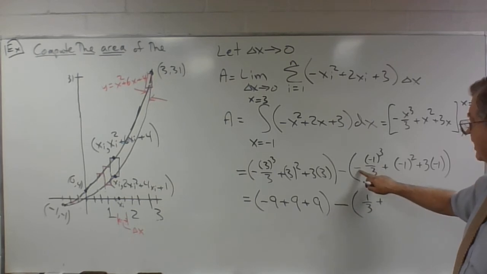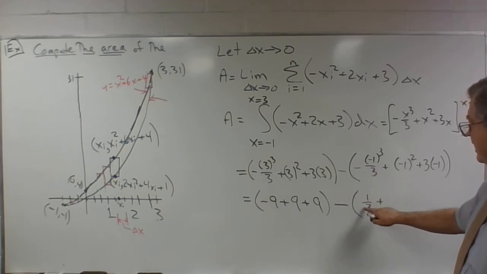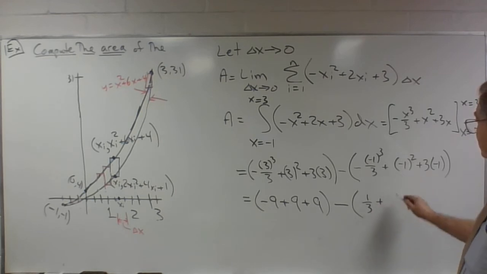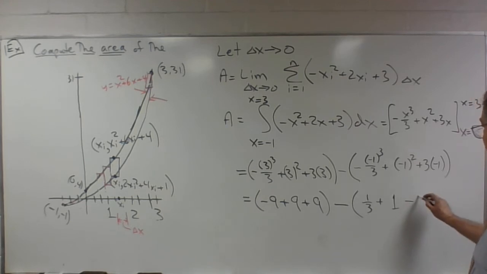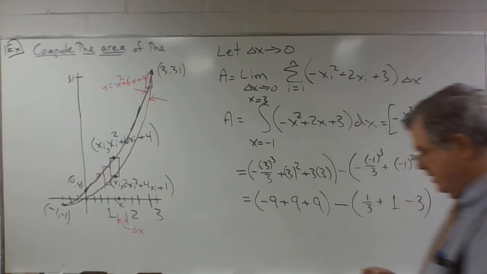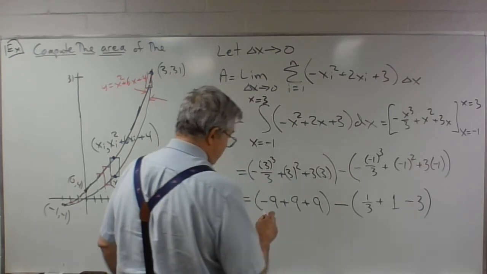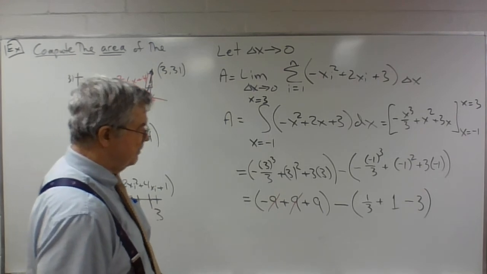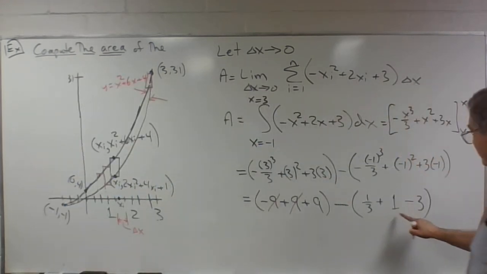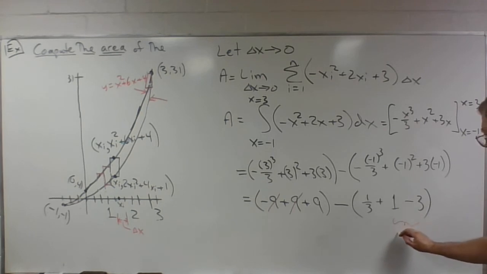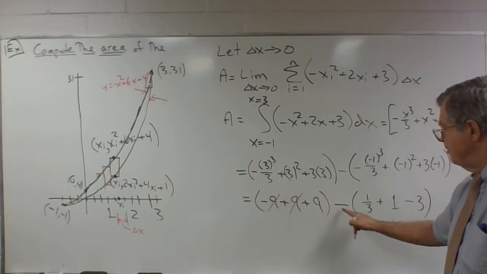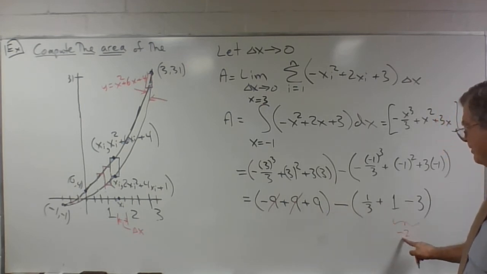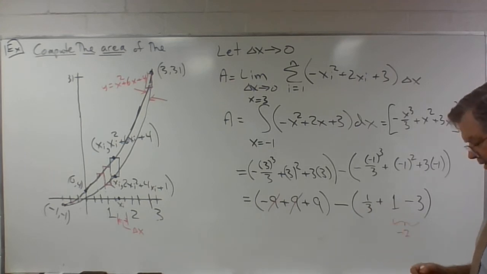-1/3, I got a negative sign out front. That'll make this a positive 1/3 plus -1 squared minus 3. -9 and +9, they wipe each other out. 1 minus 3 is -2. So what do I have? I have 9 minus a -2, that's 11, minus 1/3.